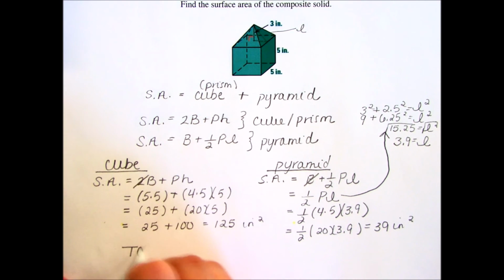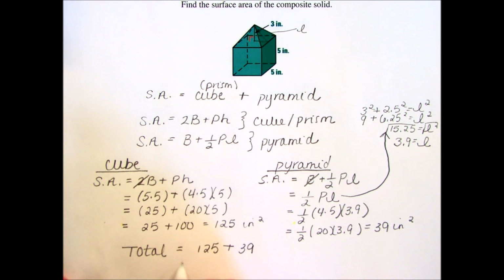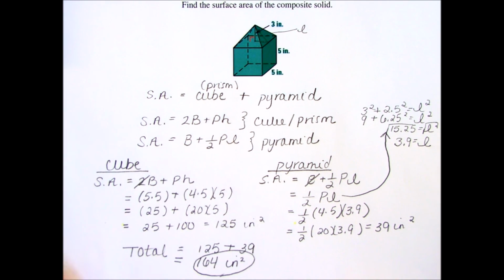So to find the total surface area of the composite solid, taking into account the parts that spray paint would not touch if the whole shape were to be spray painted, we would add up that of the cube, which is 125, plus the surface area of the pyramid, which is 39, to get a grand total of 164 inches squared, and that is the surface area of this composite solid.